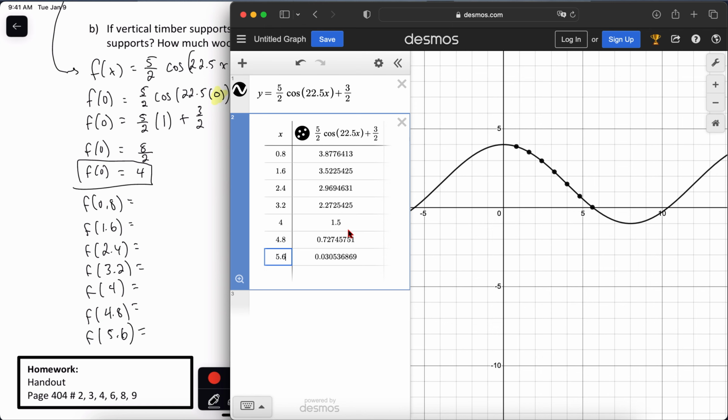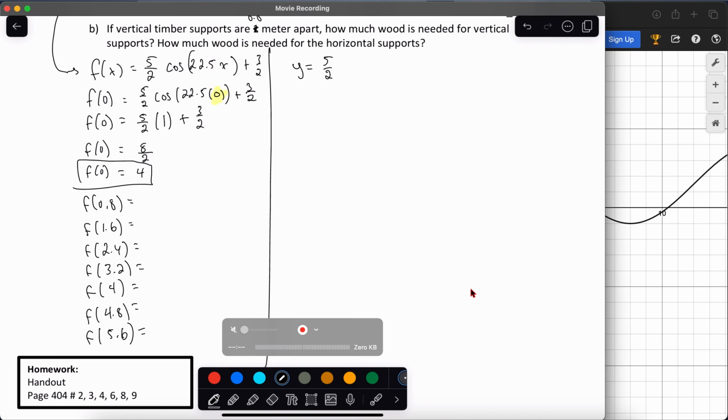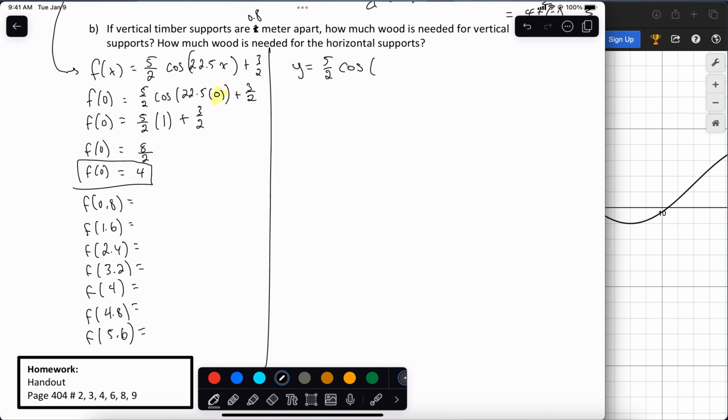5 over 2, sorry, I'll go back, you guys can't see that. We have 5 over 2 cosine of 22 and a half x plus 3 over 2. What I need is x by itself. Okay, so that's what I'm going to do. I'm just going to back solve to get it, right? And to do that, I need to use my solving skills that I've been working on for the last couple years, right?